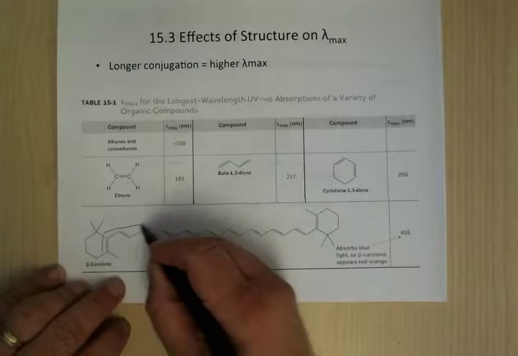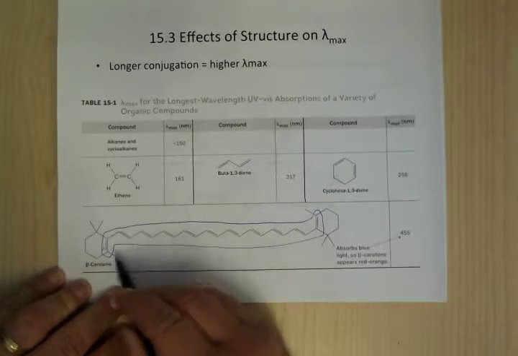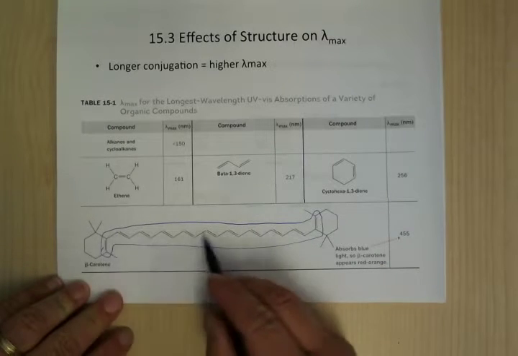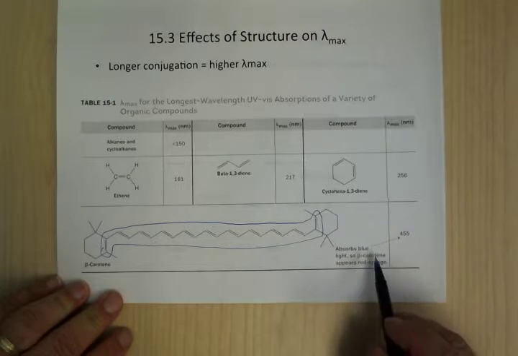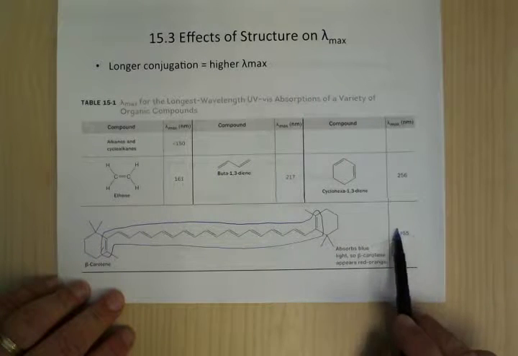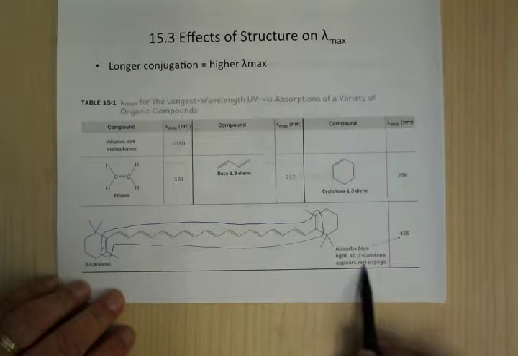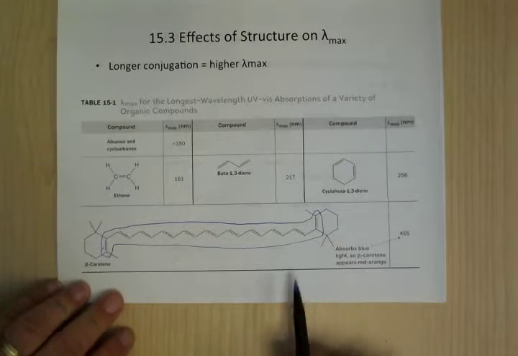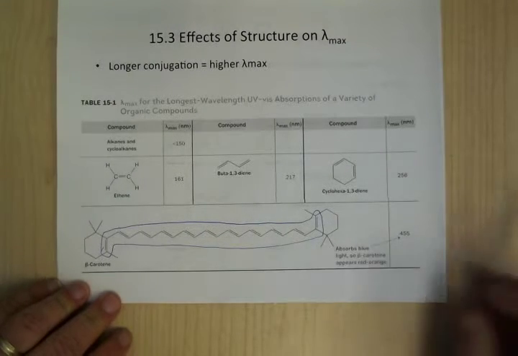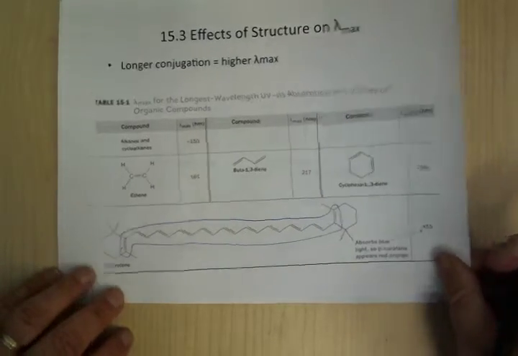So here in beta carotene, you've got this really long extended conjugation system, all these double singles all the way along here, and so this absorbs at such a long wavelength, so low energy, that in fact it's in the red to orange. Beta carotene is in carrots, which is one of the things that makes carrots orange, sort of reddish orange.